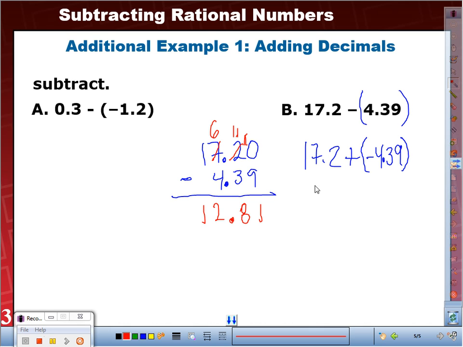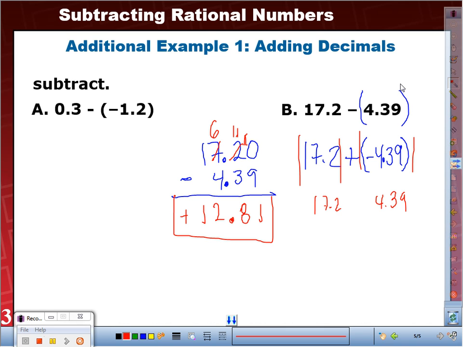And let's see, absolute value of 17.2 is 17.2, absolute value of negative 4.39 is 4.39, which is the greatest absolute value? This one, so this is a positive, and we're done. Are you getting the hang of this? Yeah, right? Okay. Alright, copy this one down, please.